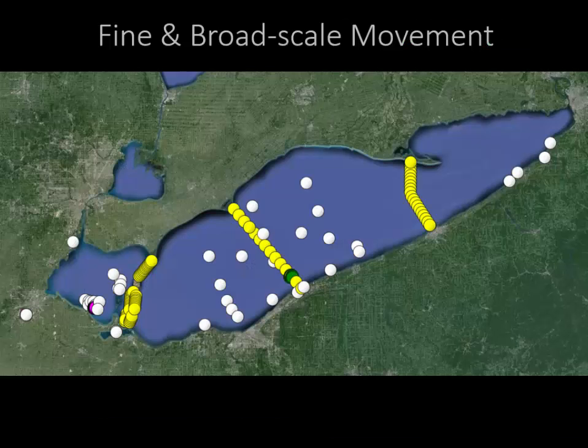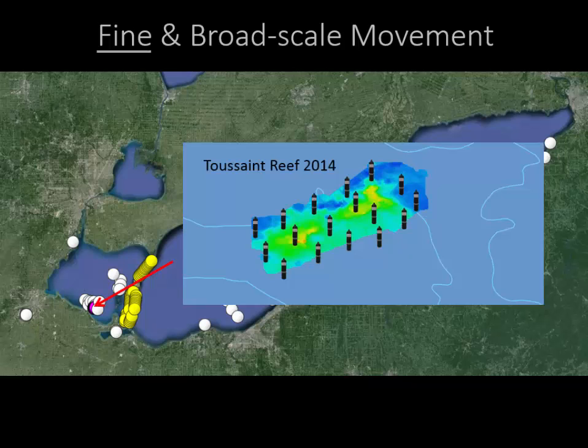So if we take a look at Lake Erie specifically, we see this vast network of different receivers. And so I'm going to focus here on Toussaint Reef. Toussaint Reef is a Western Basin reef. It's probably one of our larger reefs in the Western Basin. And what we've done here is we put a series of receivers out on the reef itself.